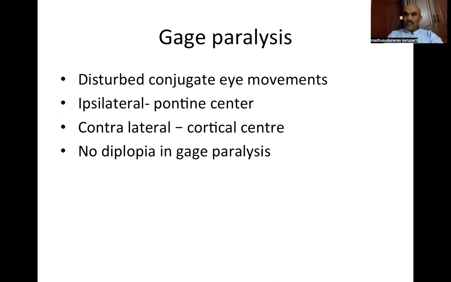frontal eye field. Whereas the pontine center for gaze is located in the PPRF. Its lesion results in ipsilateral horizontal gaze paralysis. It is in association with the abducens nucleus. Well, there is no diplopia in gaze paralysis. Remember this point.